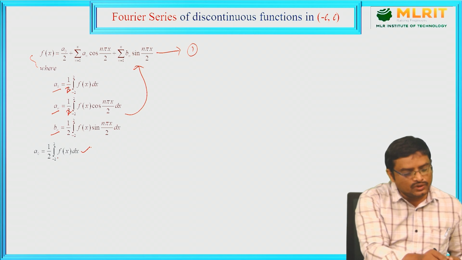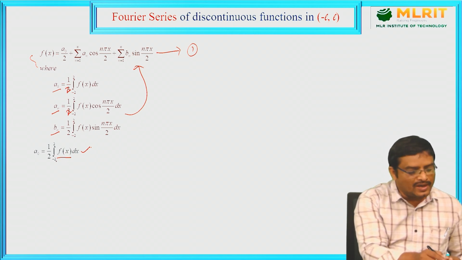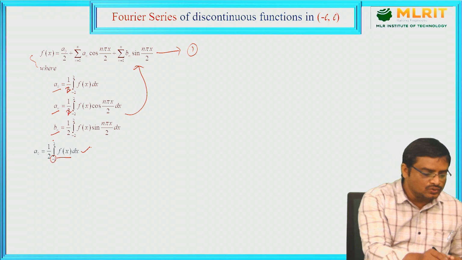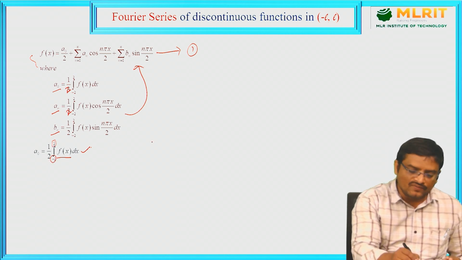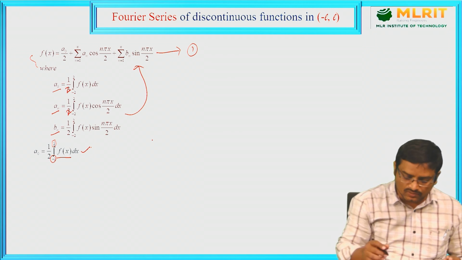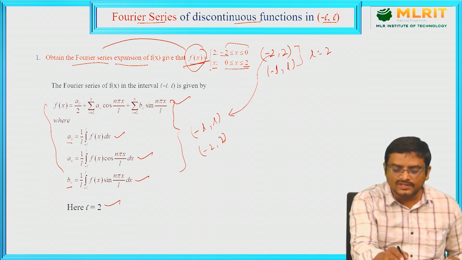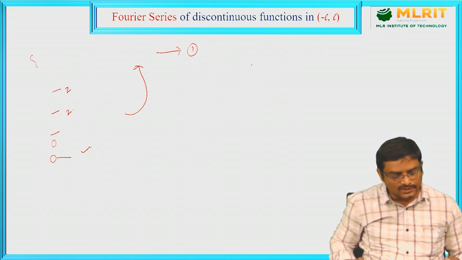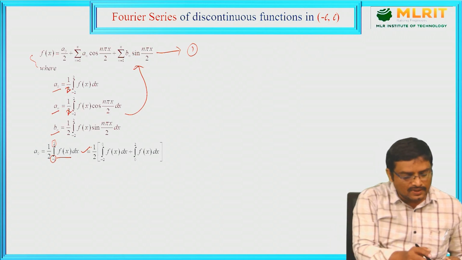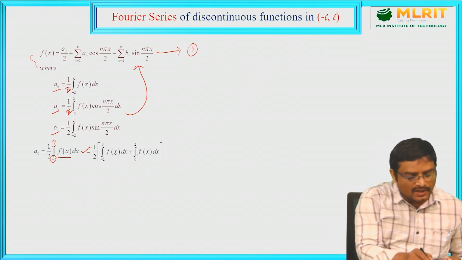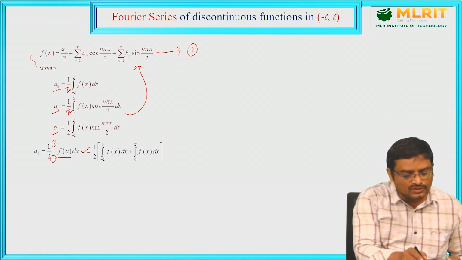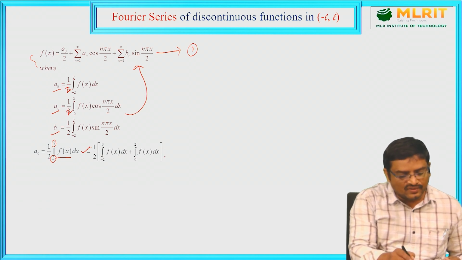Now here we are having multiple values for f of x. Based on that f of x, you have to divide this interval -2 to 2 into subintervals. Our f of x is defined as f of x is equal to 2 when x lies between -2 to 0, and f of x is defined as x whenever x lies between 0 to 2. Based on this, you divide this interval: integral -2 to 0 f of x dx, and the second condition is integral 0 to 2 f of x dx.